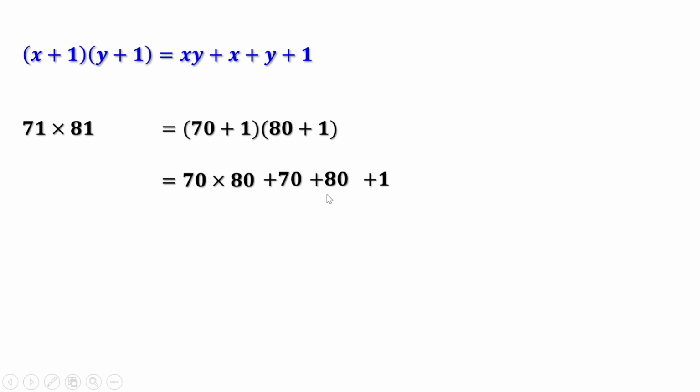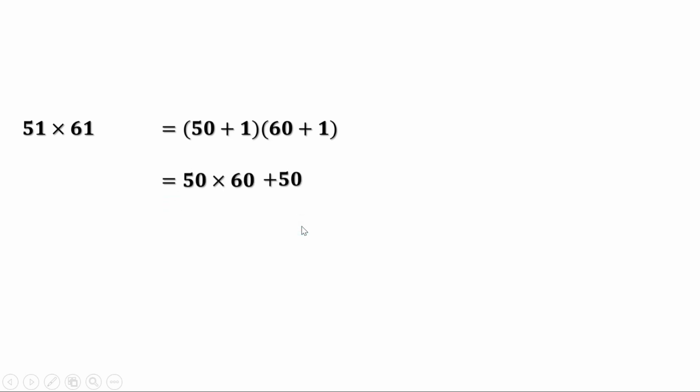5600 plus 70 is 5670, plus 80 is 5750, plus 1 is 5751. Another example, 51 into 61. 51 can be written as 50 plus 1 and 61 can be written as 60 plus 1. So this can be written as (50 plus 1) into (60 plus 1), and this is equal to 50 into 60 plus 50 plus 60 plus 1. 50 into 60 is 3000, plus 50 is 3050, plus 60 is 3110, plus 1 is 3111.